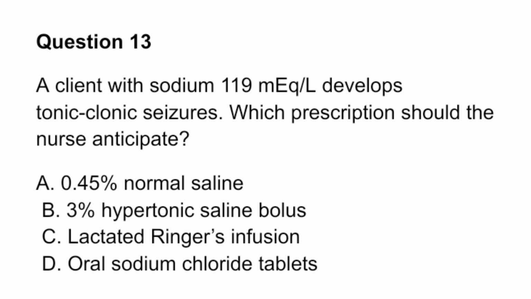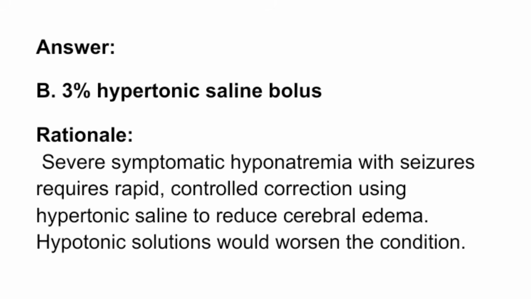Question 13. A client with sodium 119 milliequivalents per liter develops tonic-clonic seizures. Which prescription should the nurse anticipate? A. 0.45% normal saline. B. 3% hypertonic saline bolus. C. Lactated Ringer's infusion. D. Oral sodium chloride tablets. Answer: B.